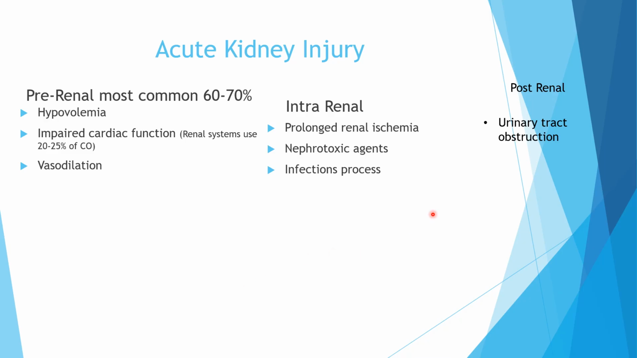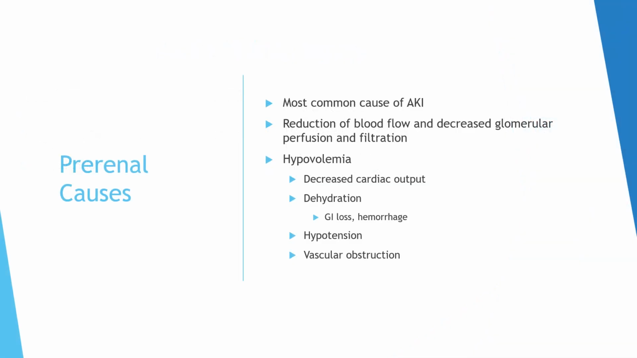Our intrarenal is going to be prolonged renal ischemia from some of our medications, mostly nephrotoxic agents. If we think like NSAIDs, a lot of our antibiotics, or infective processes within the kidneys, such as polycystic kidney disease, hydronephrosis, those types of infections. And then postrenal is going to be from a urinary tract obstruction. So if we think like a renal calculus, kidney stones, prostate hypertrophy, those types of things.